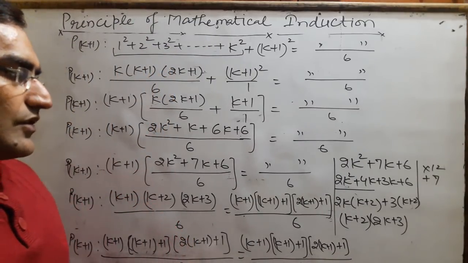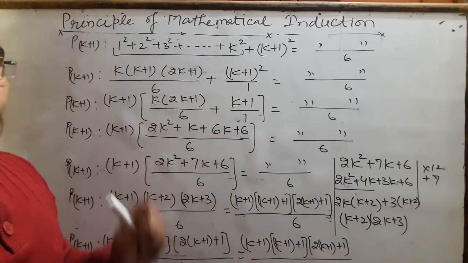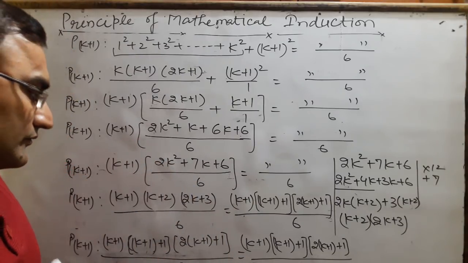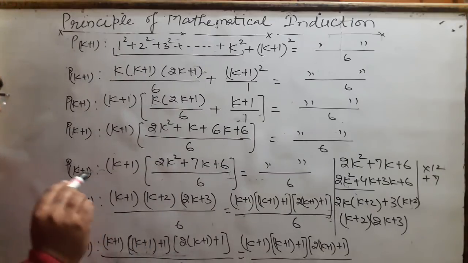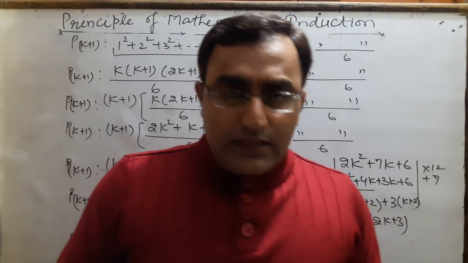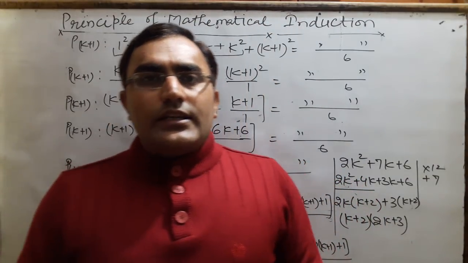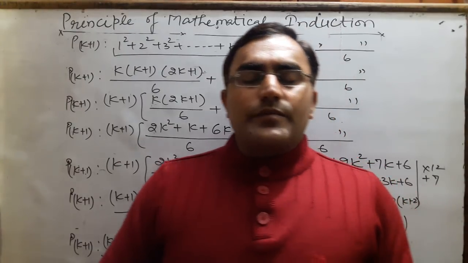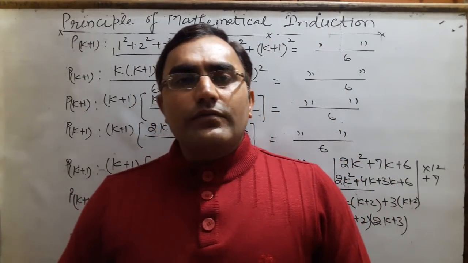Here LHS equal to RHS with the help of second step or equation number 1. After that, same statement as in previous question, P(k+1) is true if P(k) is true. Hence by PMI given statement is true for all values of n.